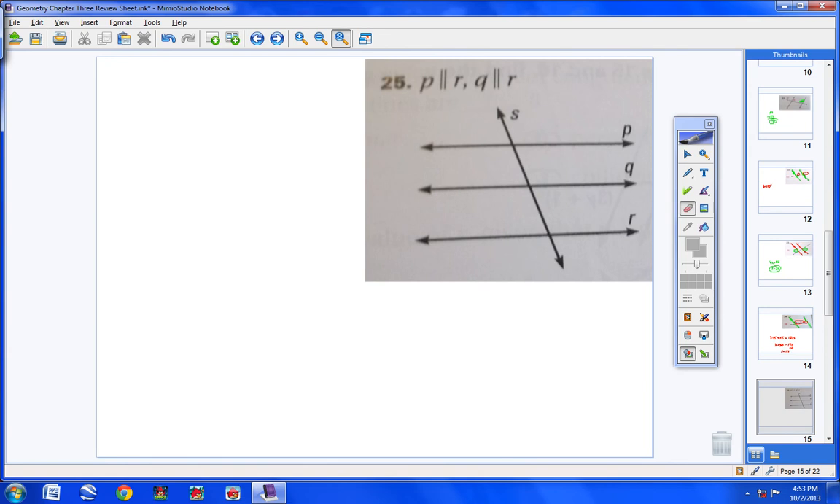Using the given information, state the postulate or theorem that allows you to conclude that P is parallel to Q. Now, we want to prove that P is parallel to Q. Well, let's see what they've given to us. We know that P is parallel to R, and we know that Q is parallel to R. Now hold everything. I had a theorem I learned, and you can paraphrase on the test. You don't have to word it word perfect.